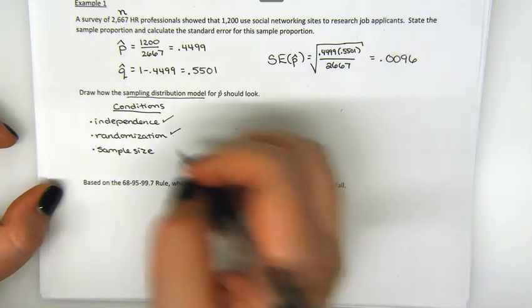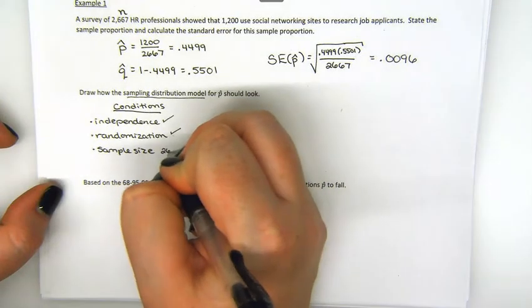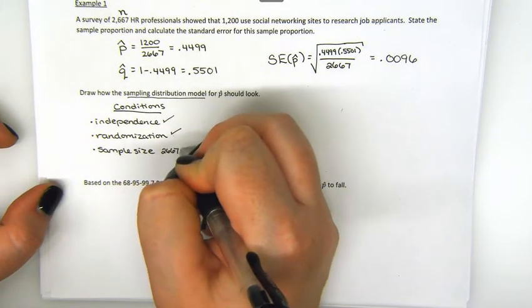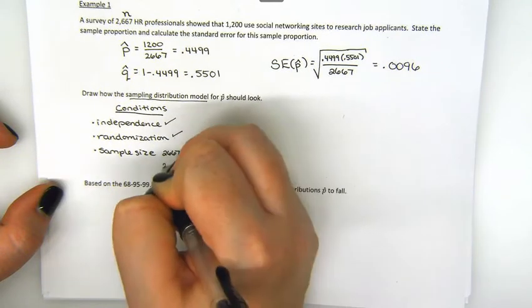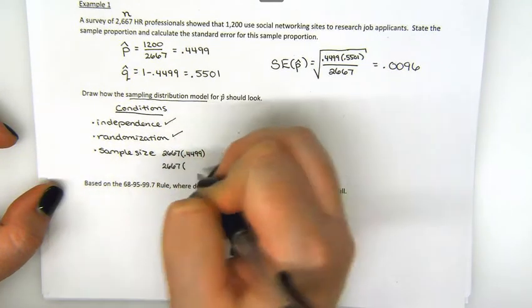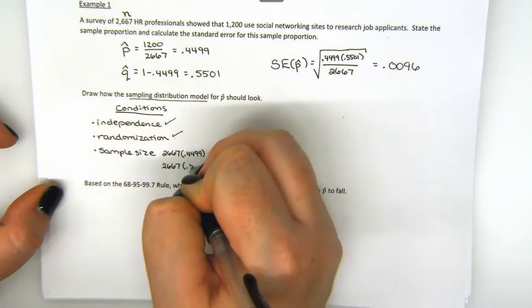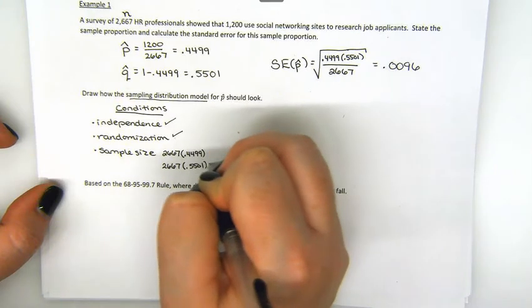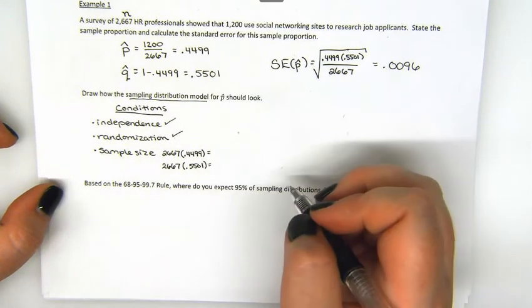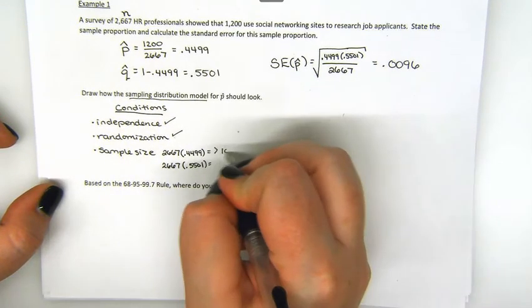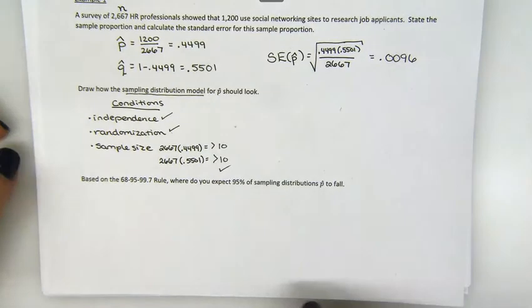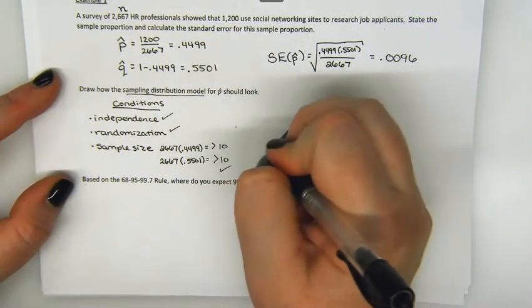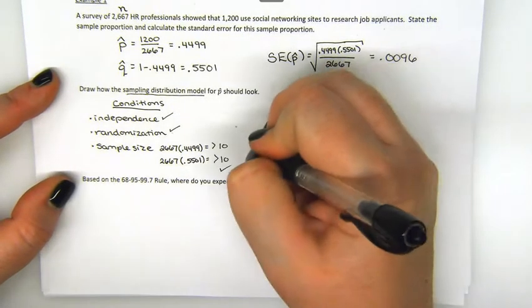So then our sample size. This is where we need to take our sample size and multiply it with our value for p hat, and take our sample size and multiply it by our value for q hat. And we want to make sure that we get at least 10 out for each of these. So we calculate those, and they're going to be more than 10. So our sample size is all good. So as soon as we pass those conditions, I know I have a bell-shaped curve.